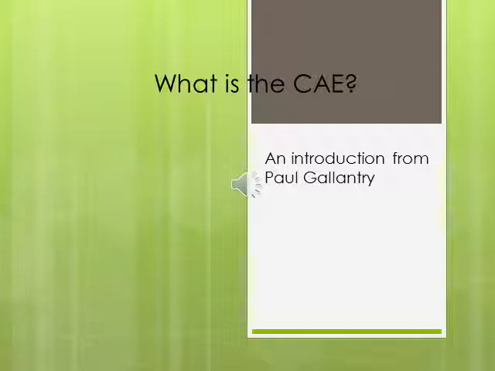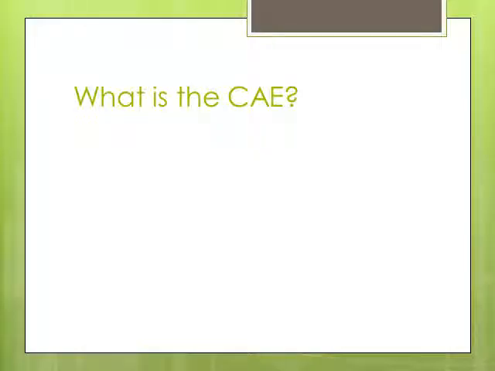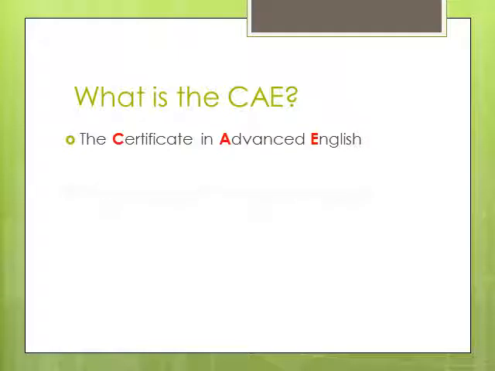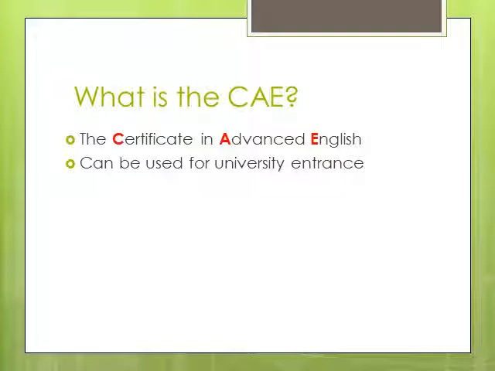So, what is the CAE? Well, it stands for the Certificate in Advanced English. It's a test of your English and it's equivalent of C1 on the Common European Framework, which shows language proficiency. The Common European Framework is a way of saying that people's ability in English is at different levels, and this one shows that you're a very high user.